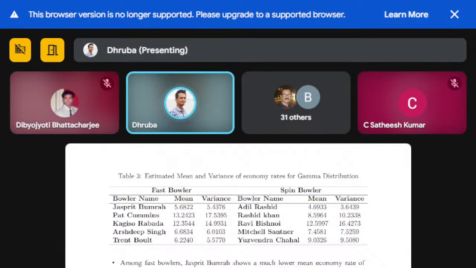And here, these are the results. That is the average economy rate of the different fast and spin bowlers. Among fast bowlers, we have found that Jasprit Bumrah shows a much lower mean economy rate of 5.68 and a relatively low variance of 5.44, indicating both economical bowling and consistency. For spin bowlers, Adil Rashid has the most economical bowling with a mean of 4.69 and the lowest variance of 3.64, highlighting his consistency and control.